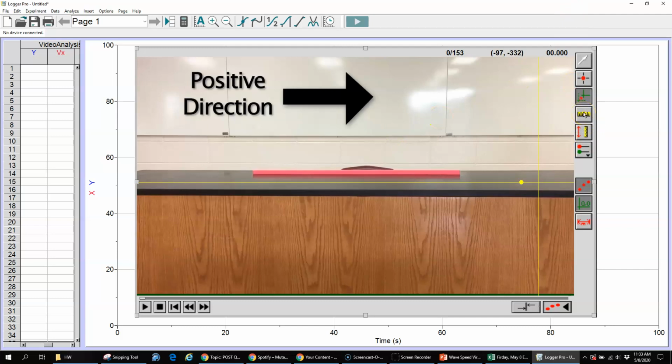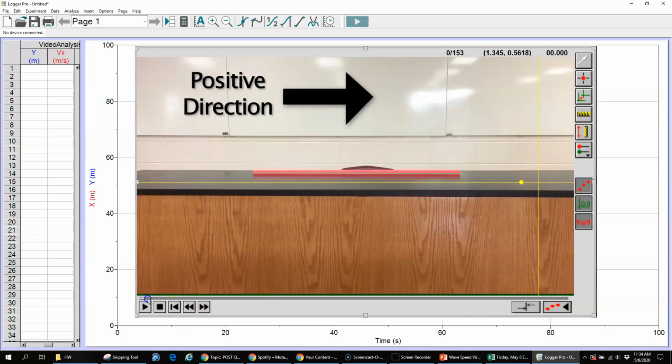And then I'm going to set the scale. Remember, without setting the scale, the computer only knows to read pixels. So I'm going to scan from here to here, and you need to tell it how long that is. In this case, that's 1 meter. That's why we always try to put a meter stick in the video. And now I've set that scale.